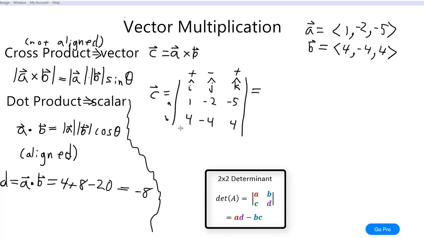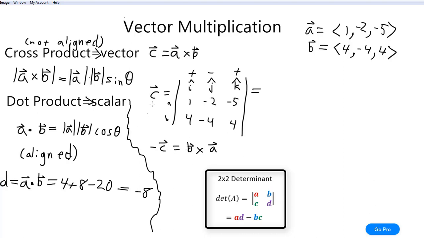So before we continue, I also want to point out, since it's A crossed with B right here, it's going to be A's in the second row and then B's in the third row. So if you're going to do B crossed with A, then B would be right here and A would be right here. And really, if you have B crossed with A, that's equal to -C. So it's just the other direction.